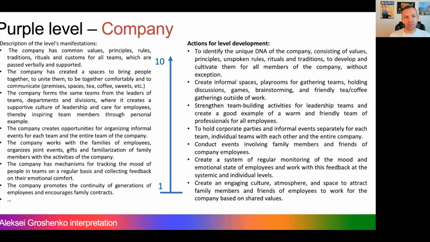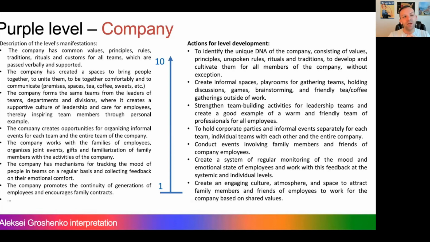Premises, spaces, tea, coffee, suites, maybe a game room or a restroom or halls, right? But it should be a special space where we can all come together. The company forms teams from the leaders of teams. So the company builds the team between leaders. It might be middle managers, top managers, or team leaders.